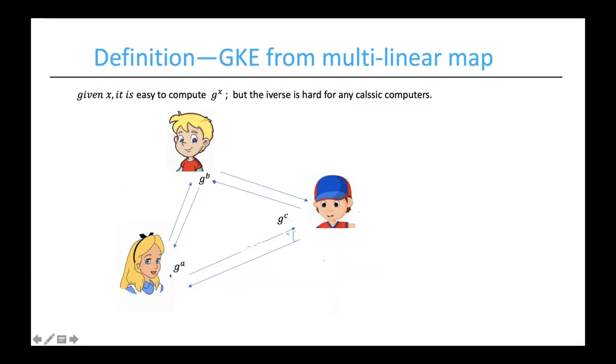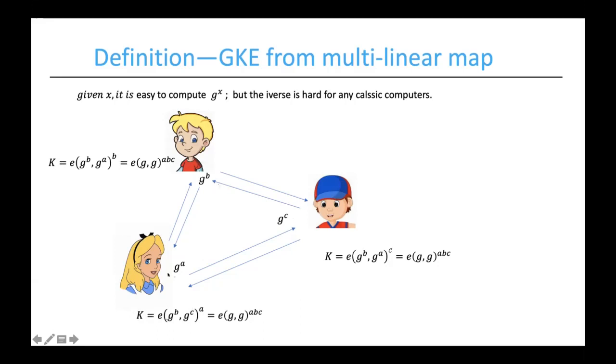Every party computes g to the a, g to the c, g to the b, and transmits g to the a to each other. After that, each party computes the session key like this, because Alice has a, and she received g to the b and g to the c, and she also computes the map e of g and g to the abc. This is a property of the bilinear map. The exponent can also be moved to the outside.